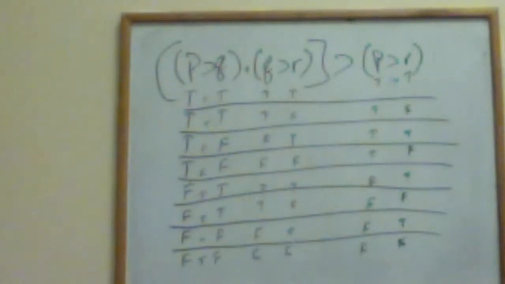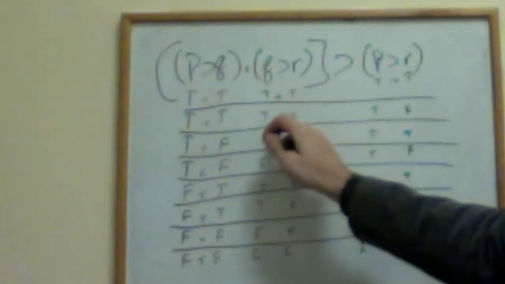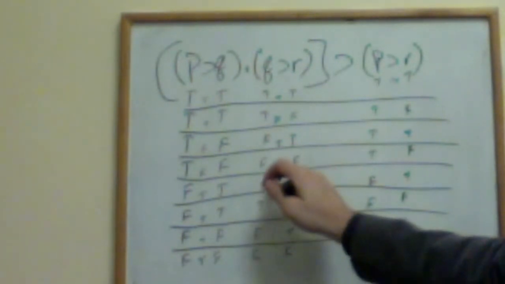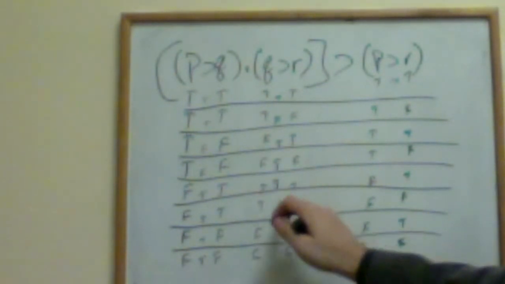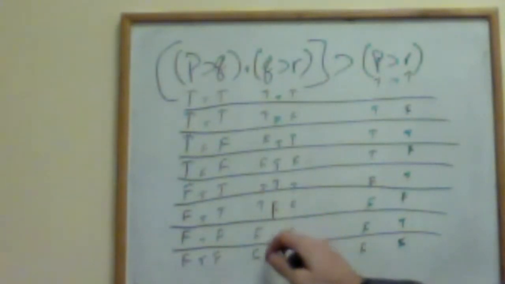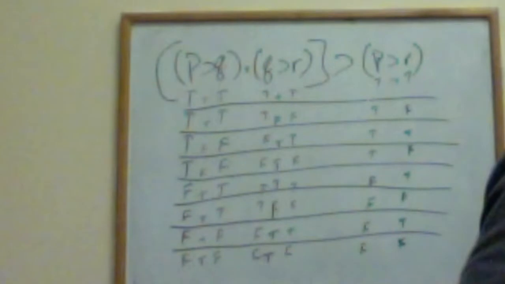Now we'll compute the truth values for Q horseshoe R, right here. So true and true is true. True and false is false. False and true is true. False and false is true. True and true is true. True and false, false. False and true, true. False and false, true. Okay, so now we've computed the truth values for that horseshoe.